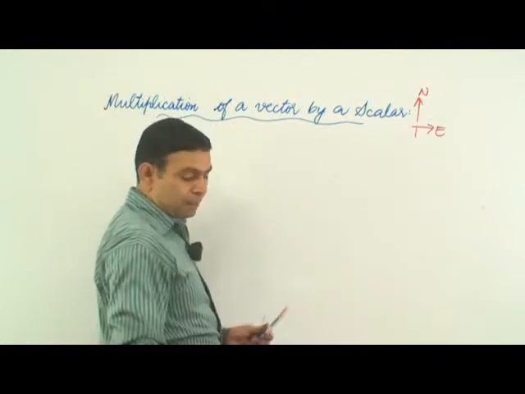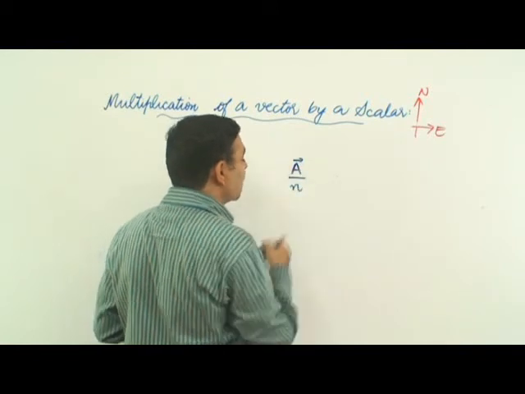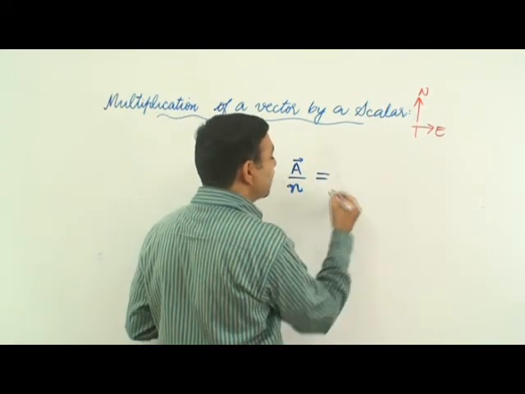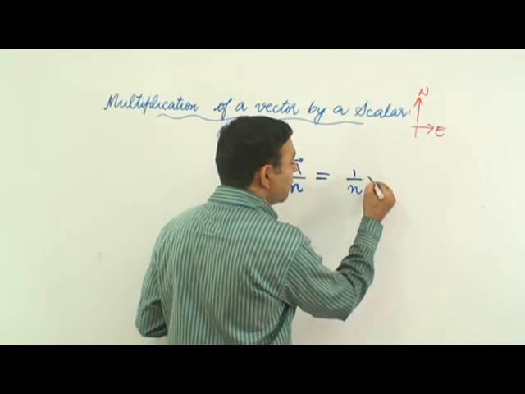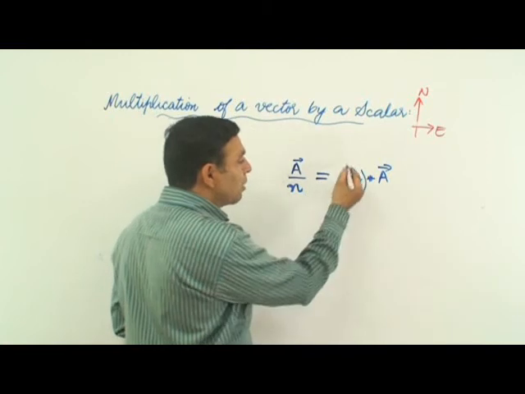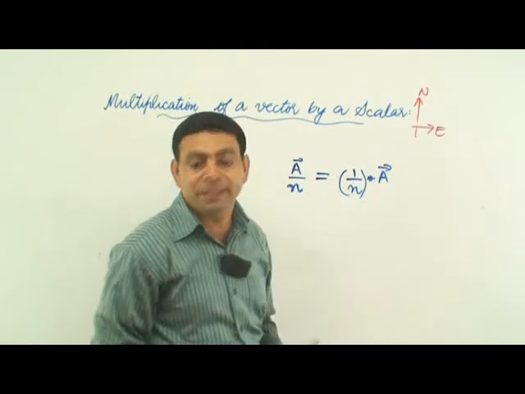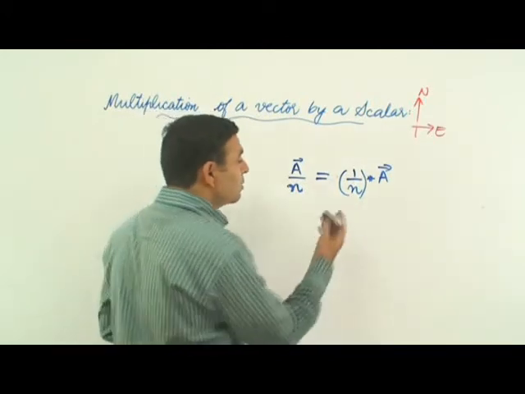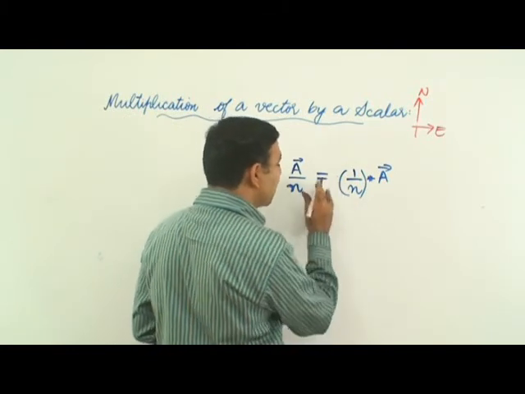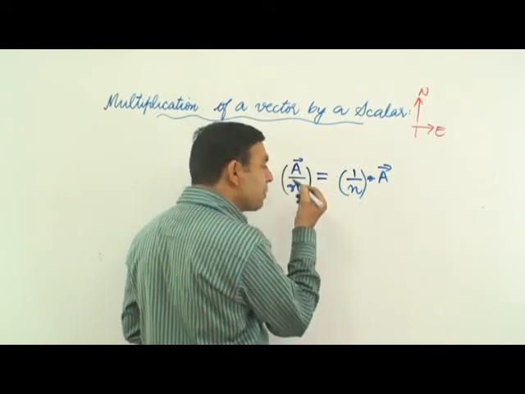For example, a is a vector, and if you divide this vector by scalar n, what do you get? Remember, a by n can as well be written like this: 1 by n into a. Fine? So when n is scalar, definitely 1 by n is going to be scalar. For example, 5 is scalar, so 1 by 5 also will be a scalar. It doesn't get direction from anywhere. Fine. So a by n, vector a divided by scalar n, can be written as 1 by n into a.